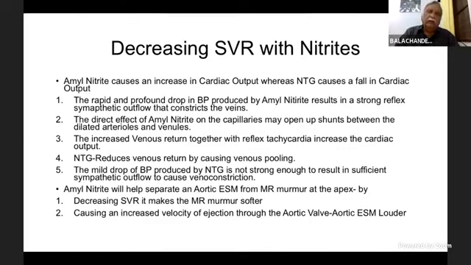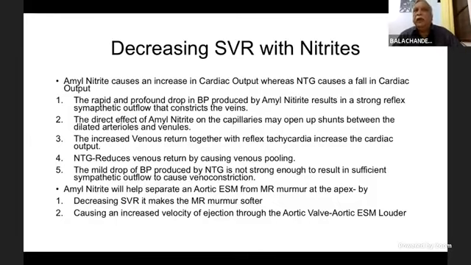And the important thing which can happen is amyl nitrate causes an increase in cardiac output, whereas nitroglycerin causes a fall in the cardiac output. That is what is important. If somebody asks, can you use nitroglycerin instead of amyl nitrate? No, the effects are different. Amyl nitrate will cause an increase in cardiac output, whereas nitroglycerin will cause a fall in the cardiac output.